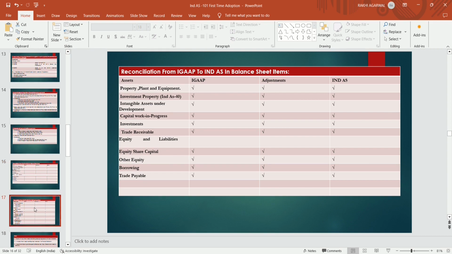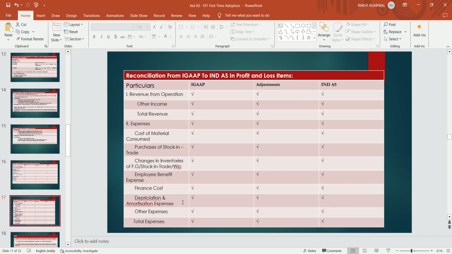In the same way, P&L items are also to be reconciled from IGAAP to Ind AS, like revenue from operations, other income, total revenue, then expenses: cost of materials consumed, purchase of stock in trade, changes in inventories, employee benefits, finance cost, depreciation, other expenses, then total. Whatever the IGAAP figures are, any adjustments, then the Ind AS final figure is to be reconciled and disclosed in the first balance sheet as per Ind AS.